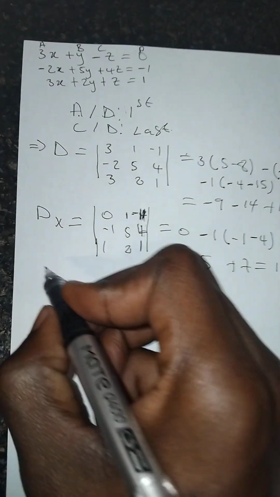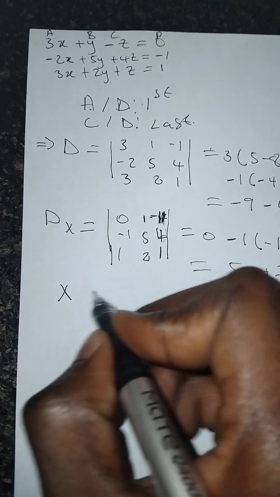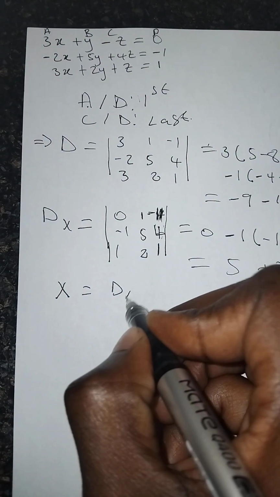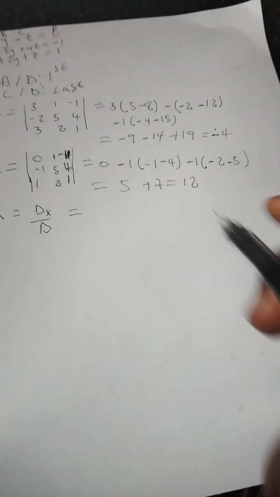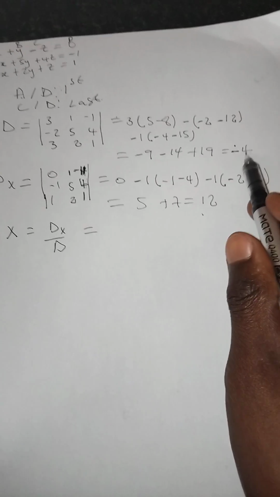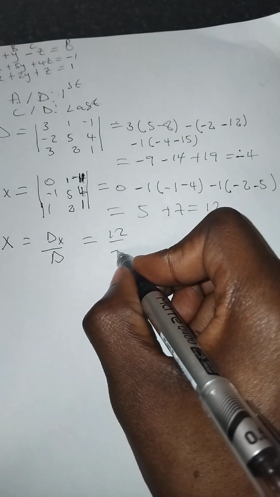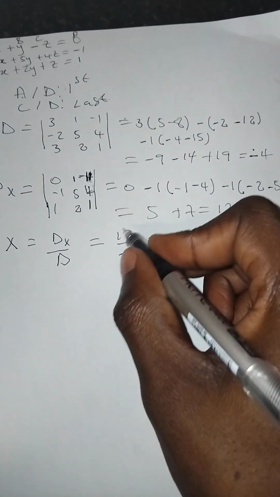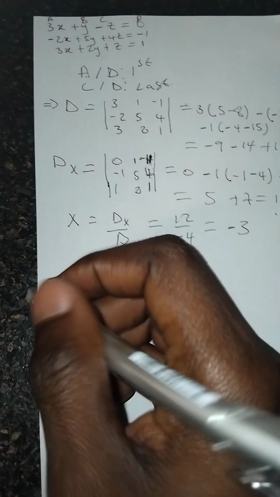Okay, then since I have dx, I can say therefore x is dx over d. So if x is dx over d, dx is 12 and d is minus 4. So we have 12 over minus 4. So how many times is 4 going there? 3 times. So minus 3. We get x as minus 3.